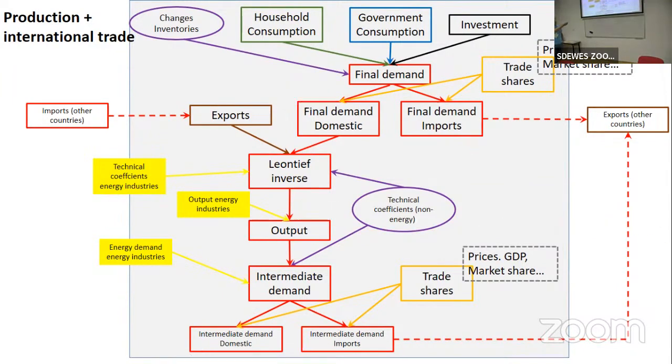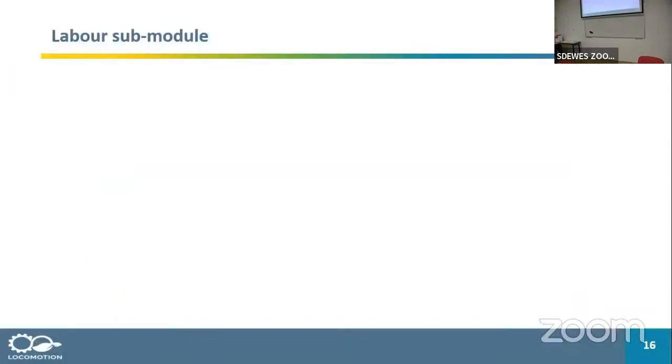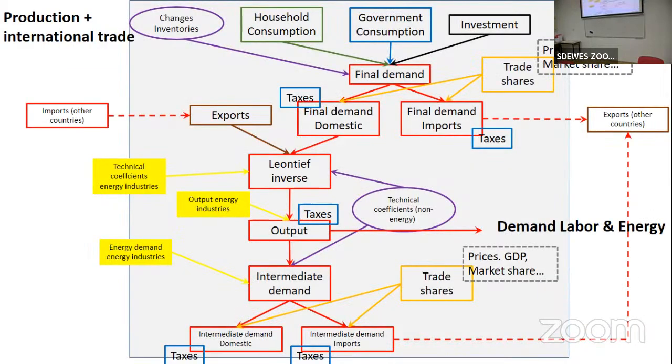What else? On top of this, in some places you also have taxes that I will mention later that go to the government. From the output, we also have the demand for other factors, in particular labor and energy, and also the demand for investment. For instance, we will follow with the labor. So this is more or less the input-output loop, the production module, the part of the input-output model, and then we are going to see what is going on with labor, with energy, and with investment.